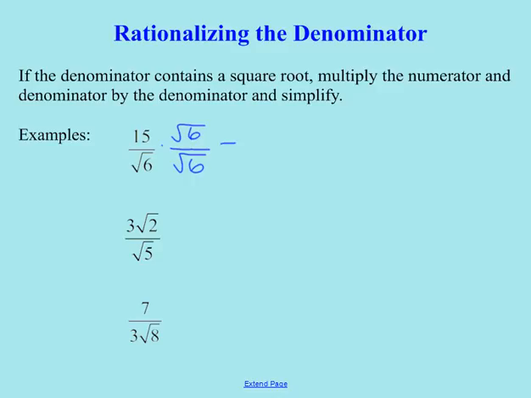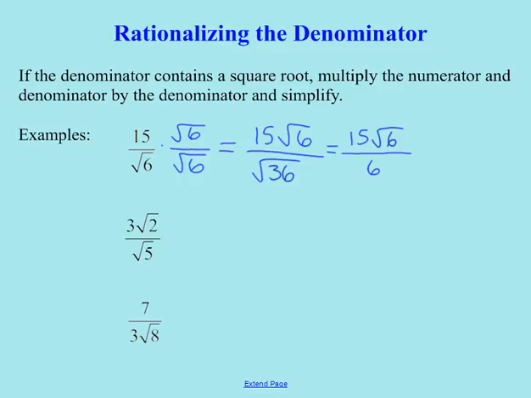Alright, let's continue. Now we're multiplying fractions. 15 times the square root of 6 is 15 square roots of 6. The square root of 6 times the square root of 6 is the square root of 36. The square root of 36 is a perfect square, so we can take the square root of 36 and get 6.